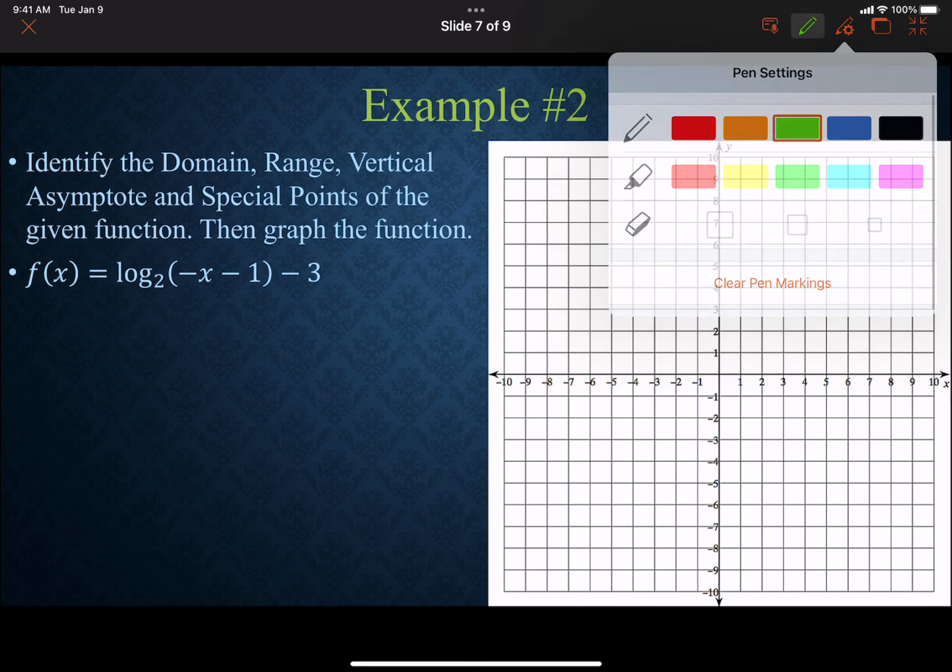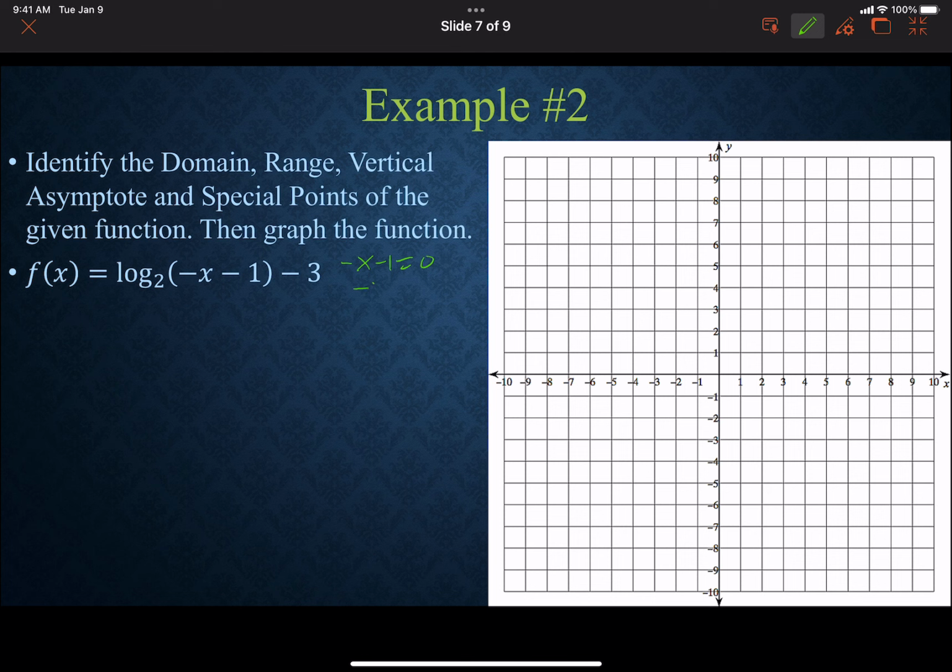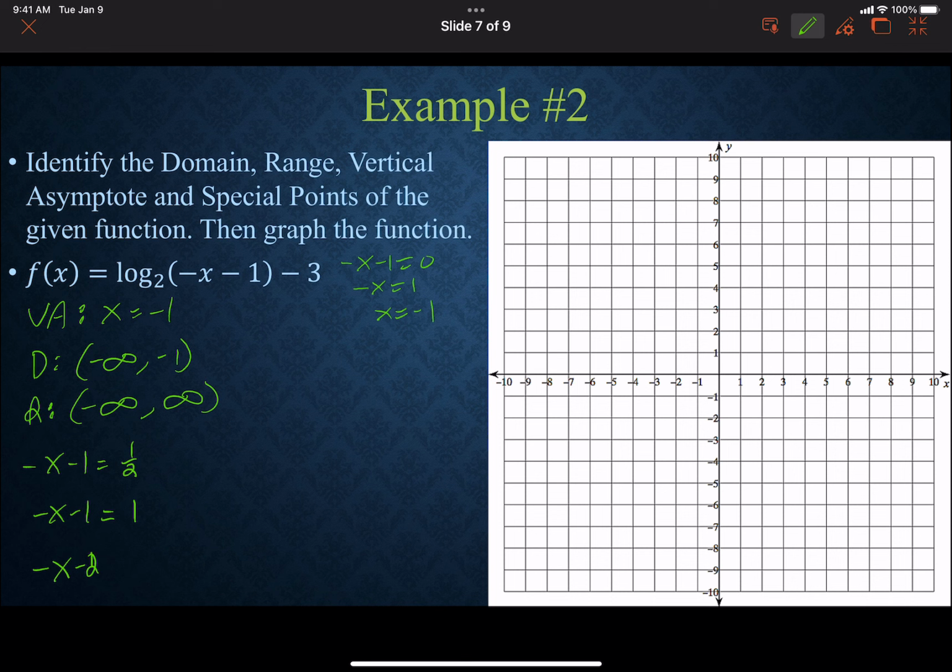So like here we can see that our vertical asymptote, negative x minus 1 equals 0, we get negative 1 for our vertical asymptote. And because c is negative, the domain is going to go from negative infinity to negative 1. So we're going to see everything is going to exist to the left of the vertical asymptote this time. Our range is always negative infinity to infinity. So we would set negative x minus 1 equal to 1/2, negative x minus 1 equal to 1, and negative x minus 1 equal to 2. Solving those out, we are going to get a negative 1.5, a negative 2, and a negative 3 for our x values.